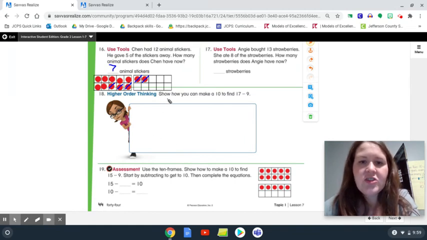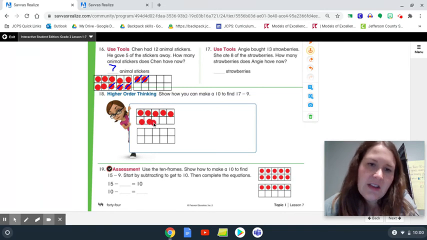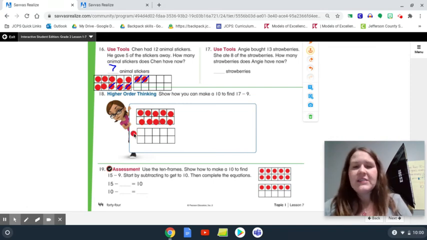All right. This one here. Show how you can make a 10 to find 17 minus 9. So another great one to use our 10 frames for. So let's do 10 frame, 10 frame. And what's our equation? Our equation says 17 minus 9. So let's add in 17 counters. So 1, 2, 3, 4, 5, 6, 7, 8, 9, 10. We made a 10. So then we only need 7 more. So 1, 2, 3, 4, 5, 6, 7.